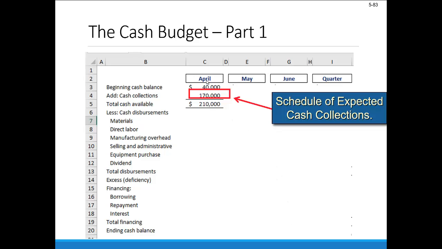Okay, so April's beginning cash balance we were told was $40,000. That gets us started here. We're going to add to that our expected cash collections coming right from that schedule of expected cash collections of $170,000. That would give us for April a total cash available of $210,000.